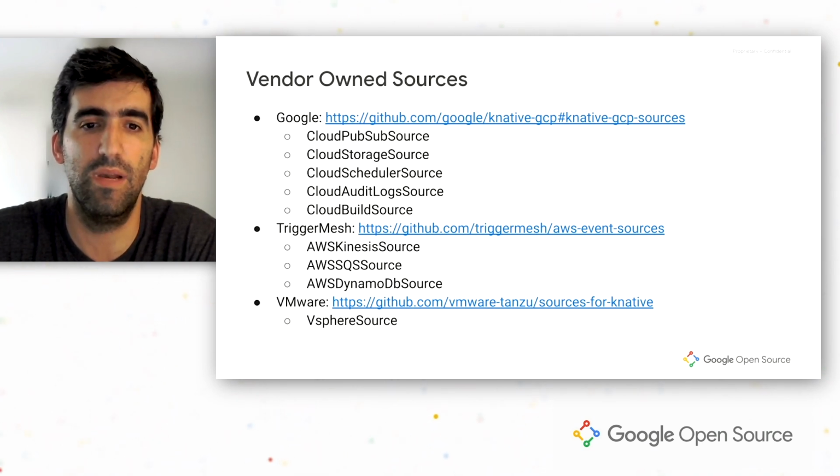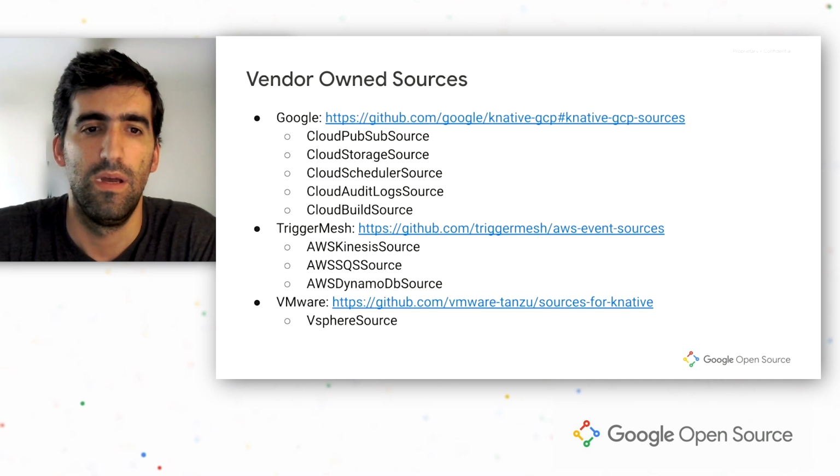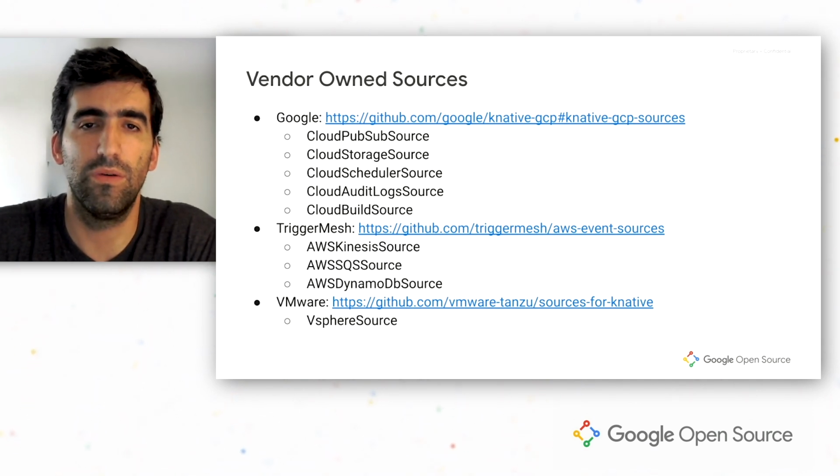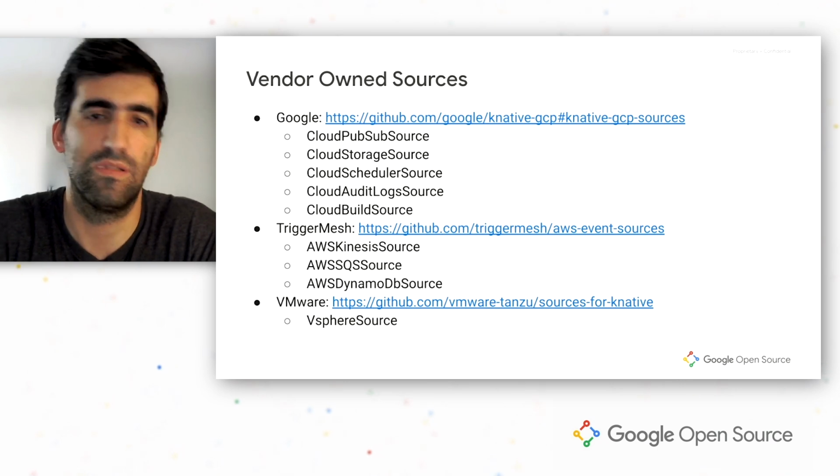TriggerMesh has been collaborating and contributing a bunch of sources, especially for AWS services, such as SQS, DynamoDB, and Kinesis. And finally, VMware has also been contributing some Knative sources, such as vSphere.